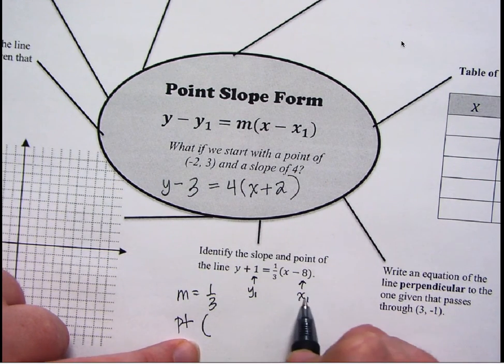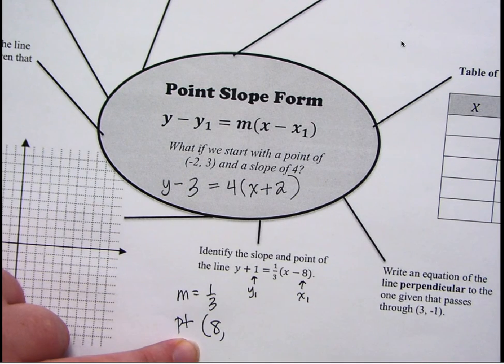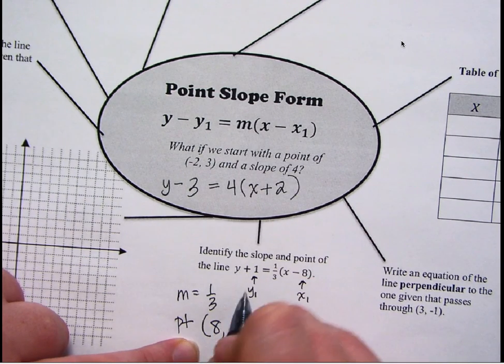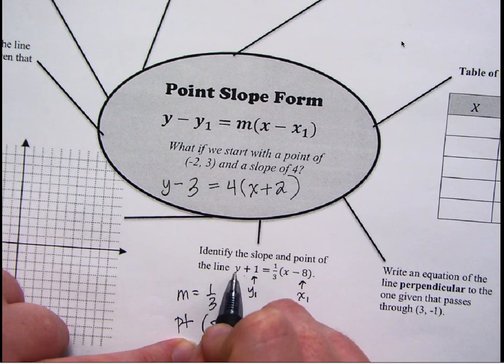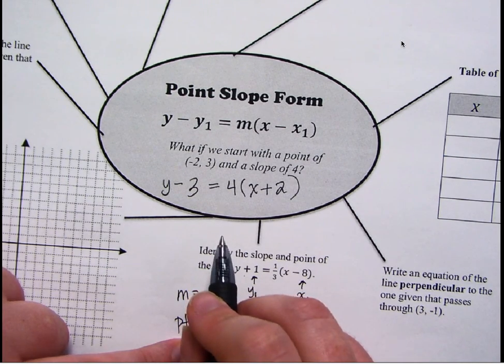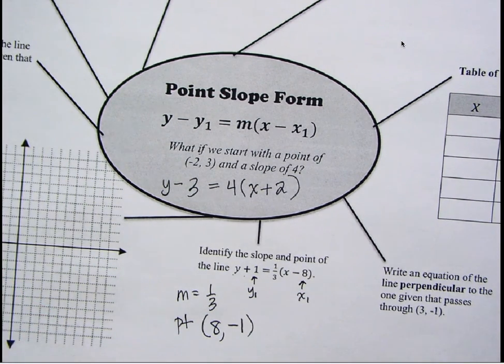So the point, the x coordinate is x minus 8, so the x coordinate is 8. And then the y is y plus 1. That means that it must have been written y minus negative 1, so our y value is negative 1. So this is the equation of a line that passes through the ordered pair 8, negative 1, and it has a slope of 1/3.